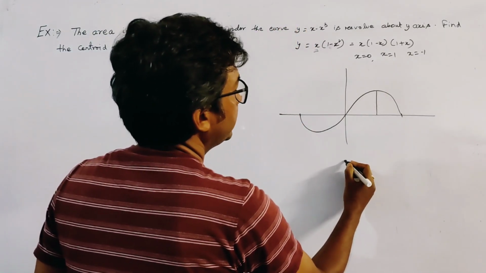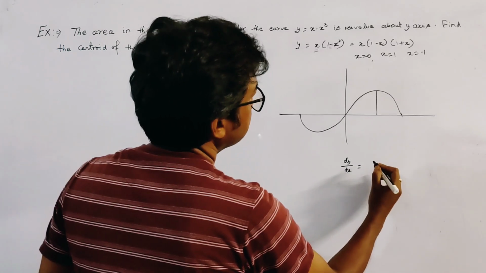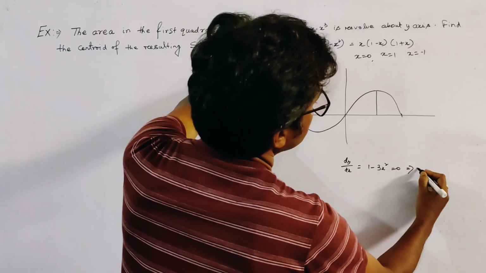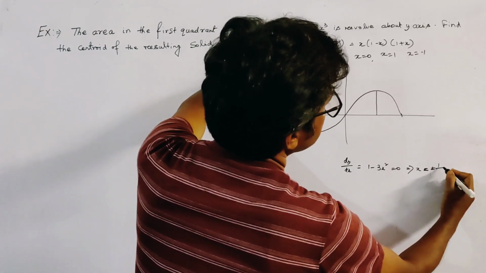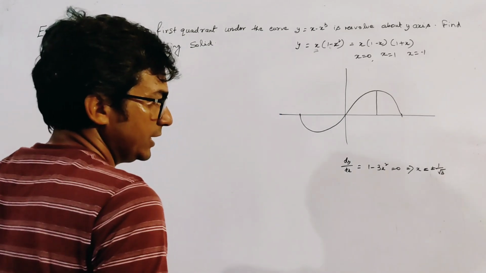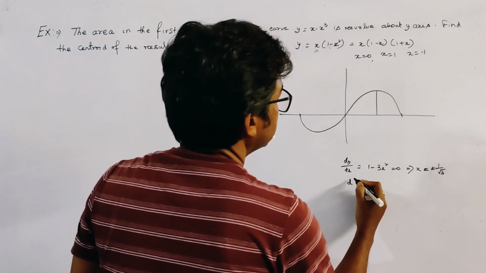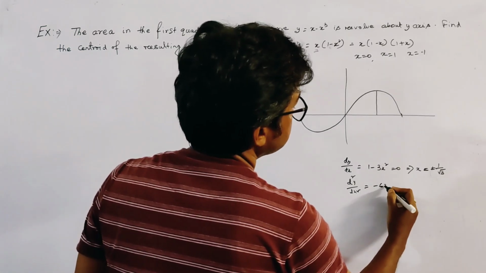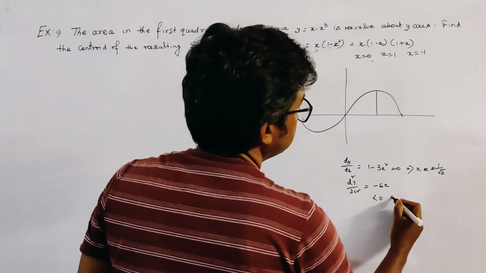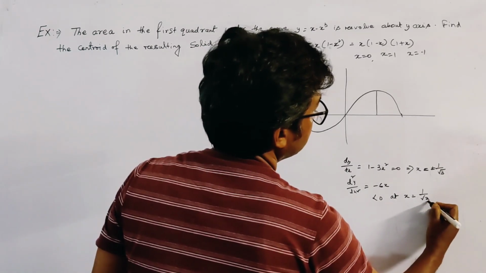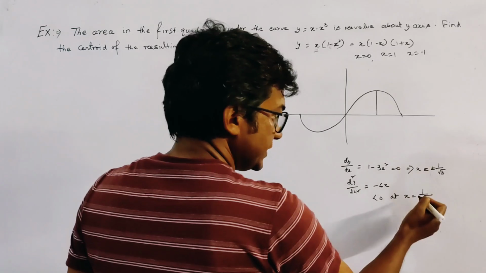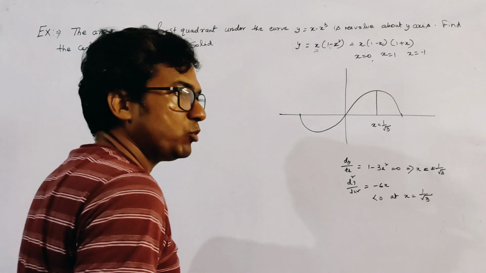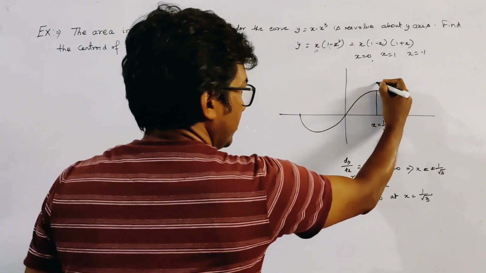To find it, we differentiate: dy/dx equal to 1 minus 3x square equal to 0, so x equal to plus minus 1 by root 3. Differentiating one more time, d2y/dx2 is minus 6x, which is less than 0 at x equal to 1 by root 3. So x equal to 1 by root 3 is the maximum point, and this point is given by A.